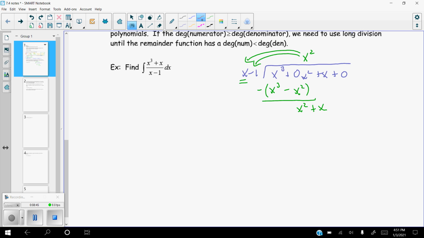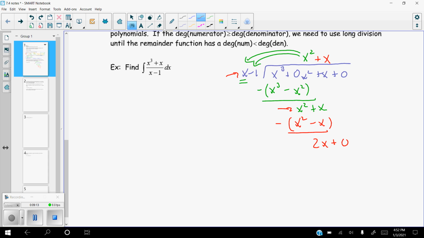So the next thing says, okay, what do I multiply this x by to get x squared? Well, I'm going to multiply it by x. Okay, so there's the next term. So x times x is x squared. x times my negative 1 is negative x. Put the parentheses and subtract. x squared minus x squared is 0. x minus the minus x is really plus x, so that gives me a 2x.